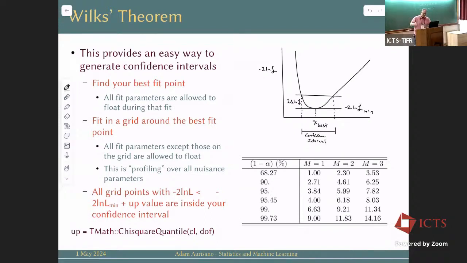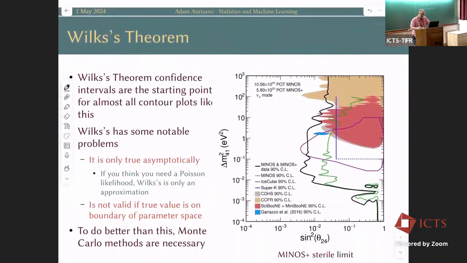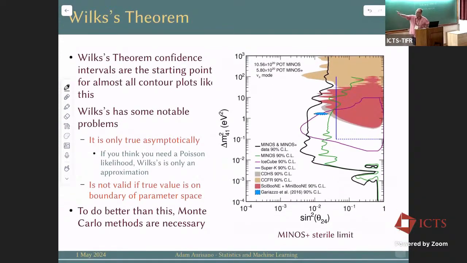Again, like I said, you do this whole idea of making a grid, a surface, a chi-squared surface, as people often call it, when you're constructing these things. Many of the plots you see like this, where you see a limit placed, those limits were at least initially set using Wilks' theorem.